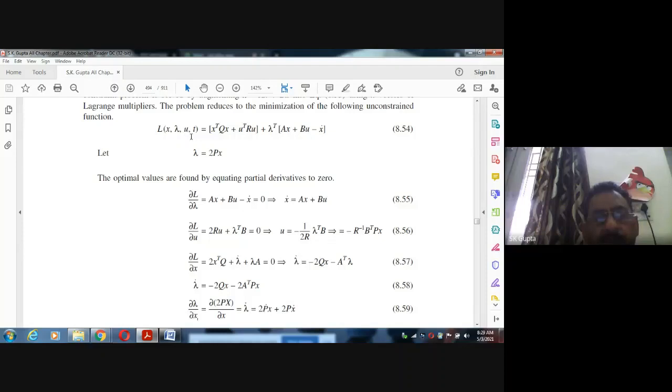Now differentiate L with respect to u. This term will be 0, and this is u transpose R u. U transpose R u means u square, so it will be 2Ru. And the derivative of lambda transpose Bu with respect to u gives lambda transpose B. This equation is equal to 0. From here we can find u: this will go on the other side, so u is equal to minus lambda transpose B divided by 2R. So we get the value of u.